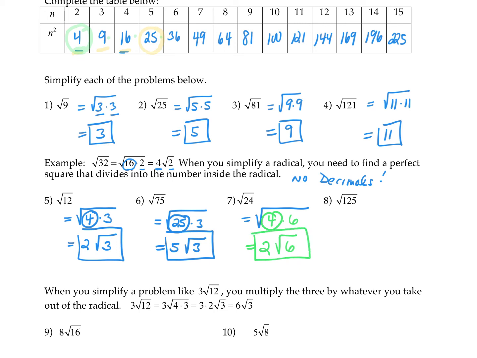All right, with the last one in this group, the square root of 125. Now, the fact that there's a 25 in there is kind of a heads up for me. So 25 does divide into 125 5 times. Think if you had $1.25, you'd have 5 quarters, or 5 times 25. Take the square root of 25 to get a 5 out in front of the radical, and we have a 5 left over inside the radical.